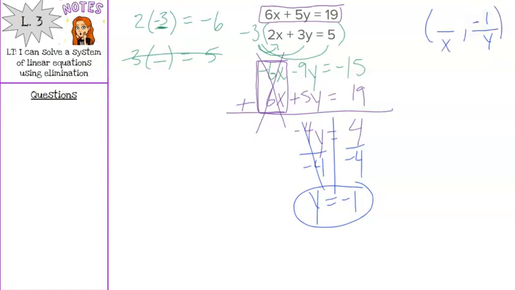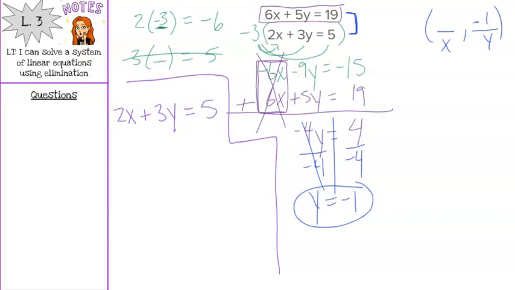Now we need to solve for that x value. So we're going to go back up to our original two equations, and we can use the top or the bottom equation. It does not matter. I'm going to use the bottom equation this time. We'll switch it up. So I'm going to rewrite that bottom equation as 2x plus 3y equals 5.